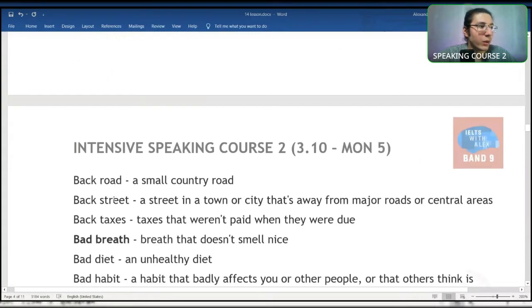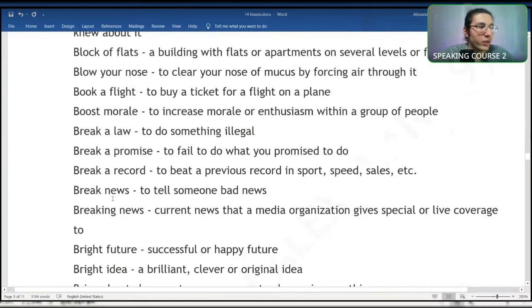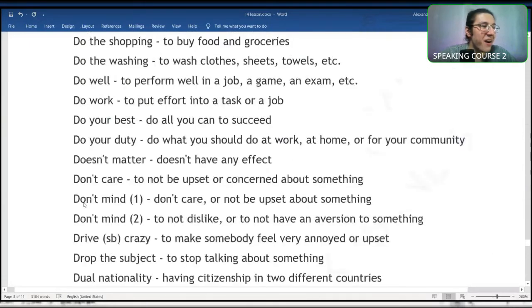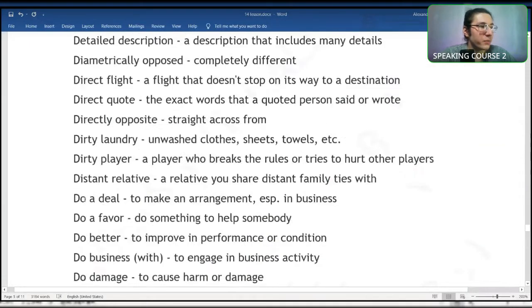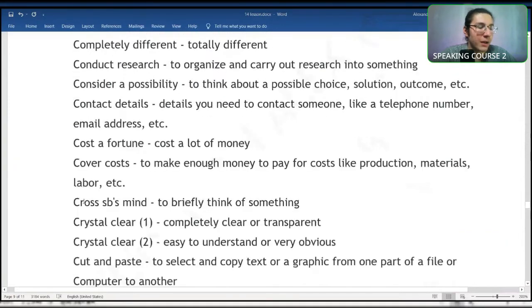Oh my God, we're not even halfway. Bruh. We're only on B. No. Okay, it's only A, B, C, and D. Good. Okay. I'm tired of these collocations.